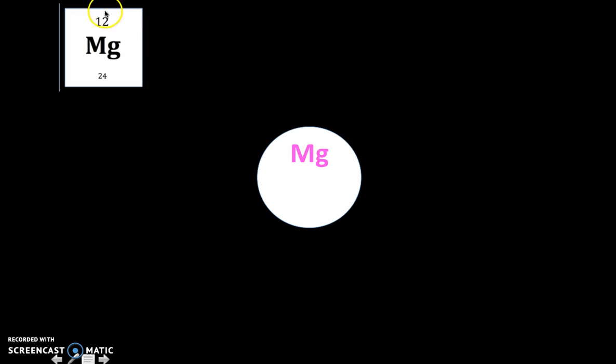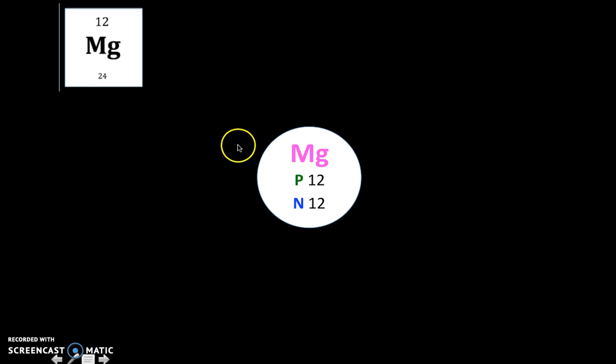Well, we know that magnesium's atomic number is 12, and the atomic number tells you the number of protons an atom has. So we know that magnesium has 12 protons. Next, we have to figure out the number of neutrons that magnesium has. And to do that, we look at the atom's mass number, and that's 24. So I said earlier that an atom's mass is determined by the number of protons and neutrons that it has. So if we already know the number of protons, we can easily find out the number of neutrons just by subtracting 24 minus 12. And that'll give you 12 neutrons.